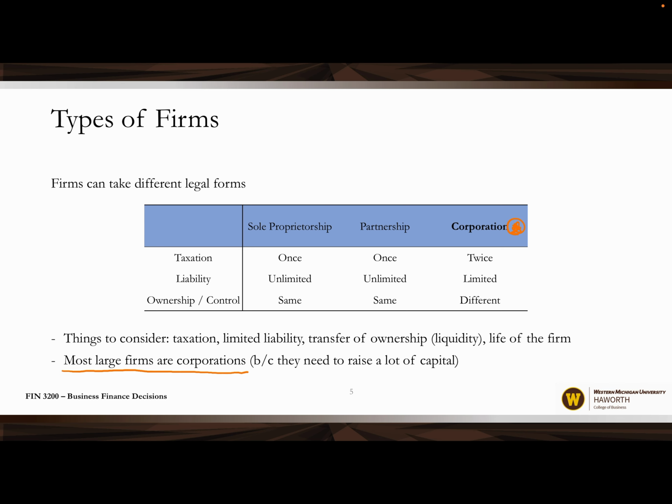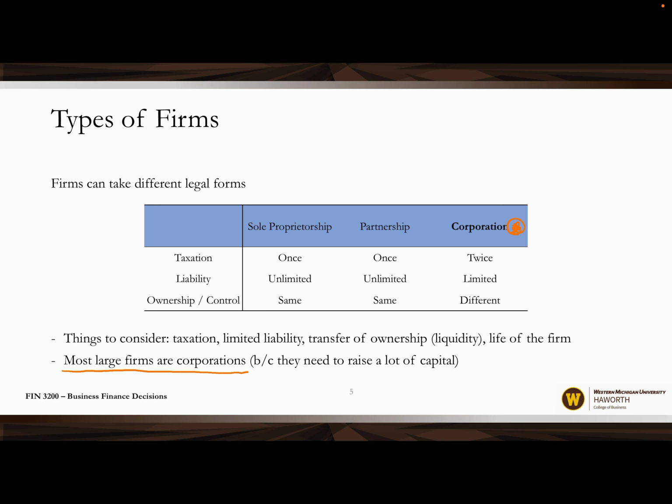So for the exam, you just have to know the characteristics of corporations. So let's first talk about taxation.